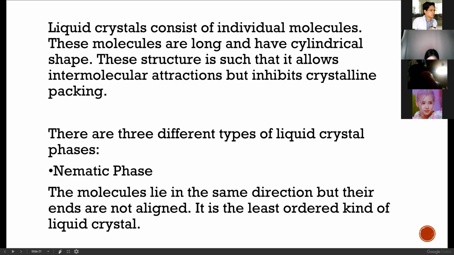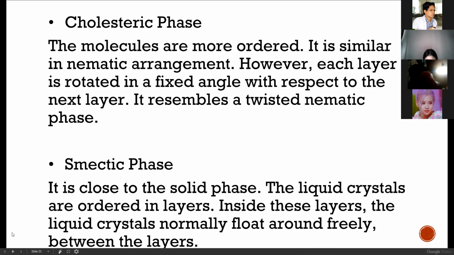First is nematic. The molecules lie in the same direction, but their ends are not aligned. It is the least ordered kind of liquid crystal. The second and the third one, please read, Rabi.